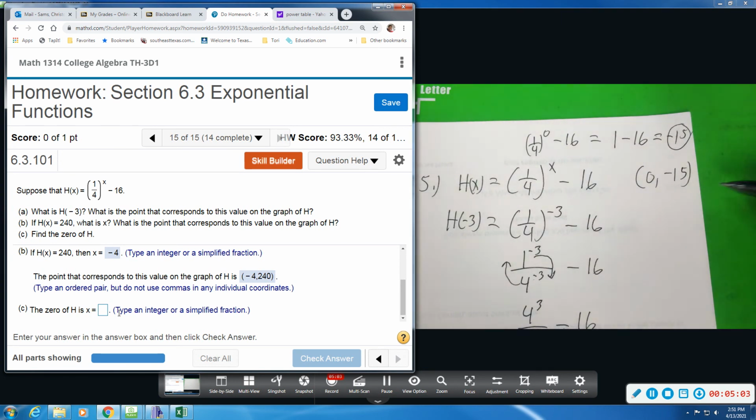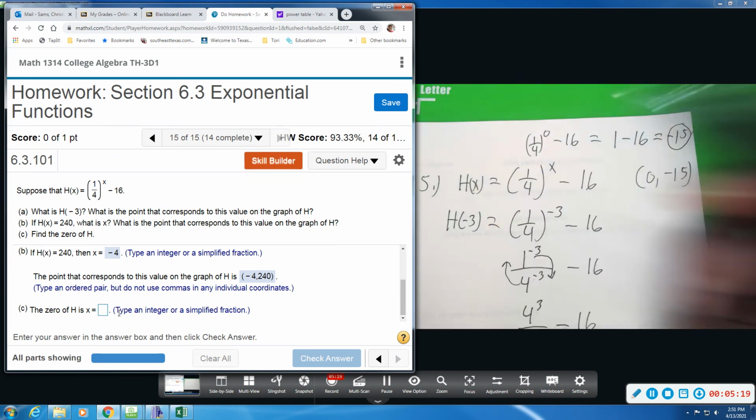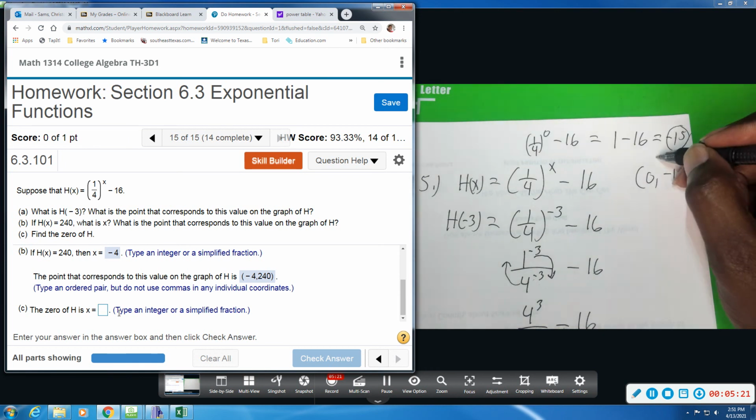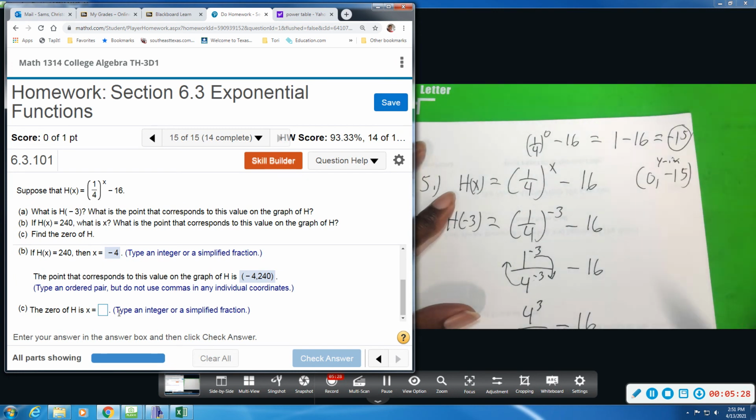Or actually, this is a y-intercept. When they say the 0 of h, we want the x-intercepts. So we want this whole term to be 0. So this is a y-intercept. This is not the 0. 0 usually means we're going to plug a 0 over here. So let me actually reevaluate this.